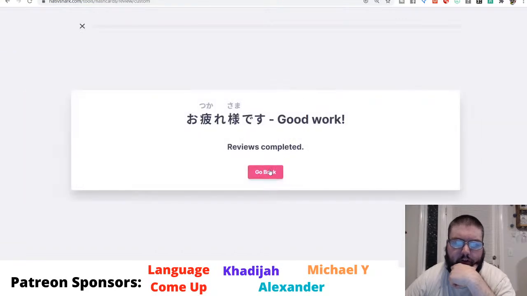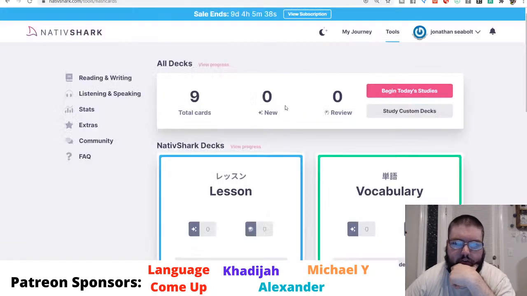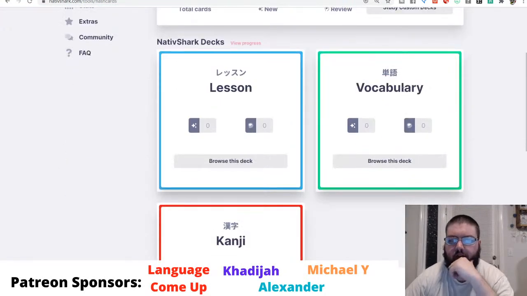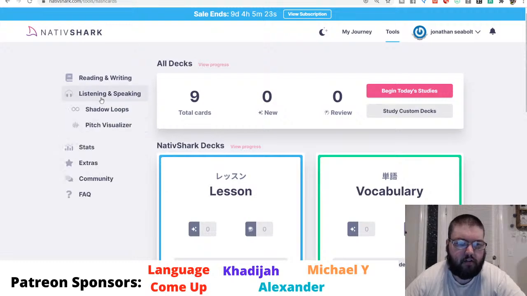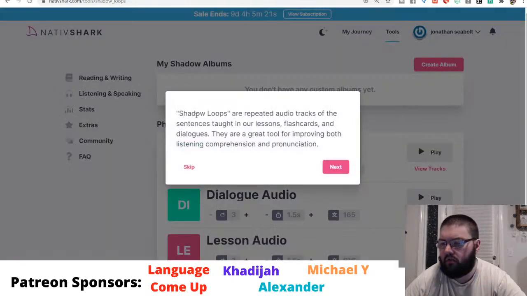Okay, I don't have a custom deck. Okay, cool, sweet. I finished all decks in progress. I guess there's nothing to review here, yeah, because I just got those words. So that actually makes sense. Kana review, don't need conjugation drills. There's not going to be anything there just yet. Let's see if there's anything in shadow loops.